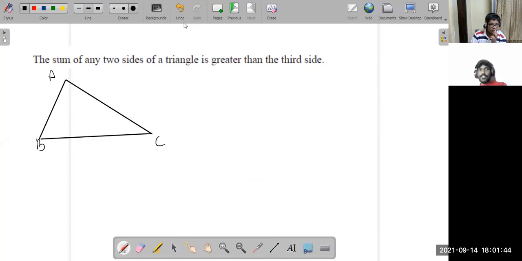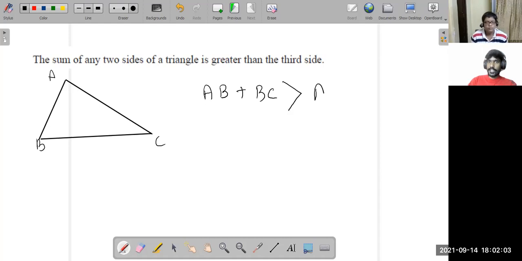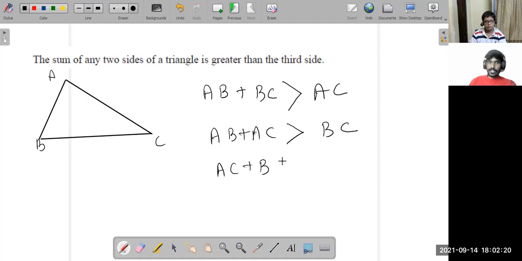Okay, next property what you have to keep in mind is the sum of any two sides of a triangle is greater than the third side. That means any two sides you add of the triangle, suppose I added side AB and side BC, this sum should be greater than AC. Or you add AB plus AC, this should be greater than BC. Or if you add AC and BC, this should be greater than AB.